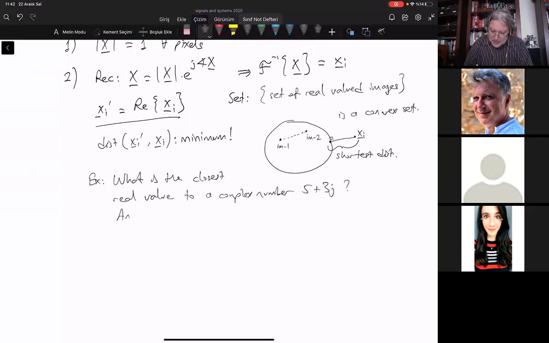And the answer is 5, the real part. If you say 6, the difference between 6 and 5 plus 3j is more than the distance between 5 and 5 plus 3j, obviously. Okay, so taking the real part is an orthogonal projection.